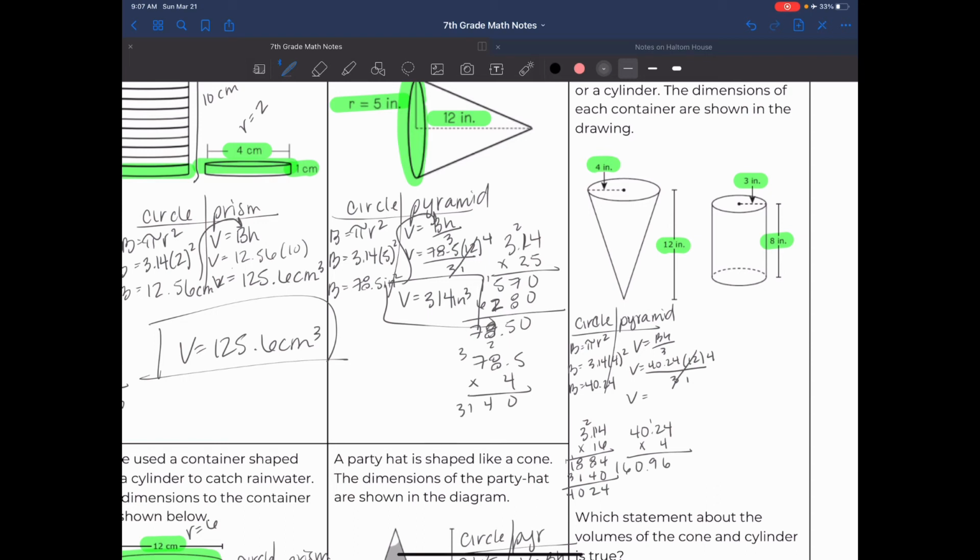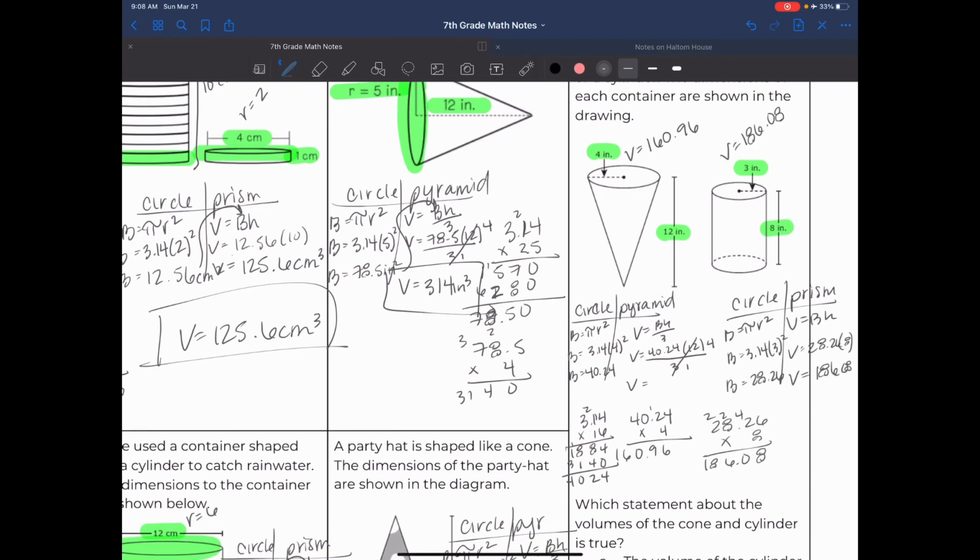Cool. 96. All right, so the volume for the cone. Okay, now you guys do the prism, the circle prism, the cylinder. Those are the words I'm looking for. All right, tell me what you get. Okay, I got 160.96 and 186.08 for my 2 volumes.